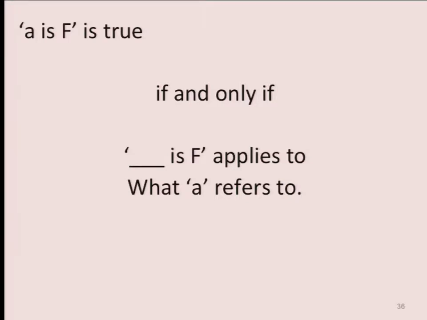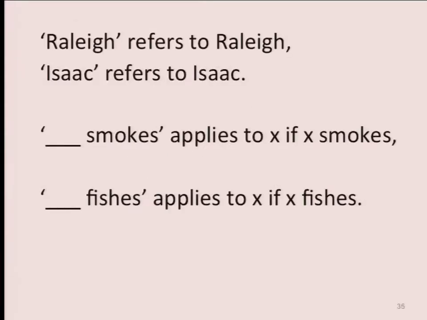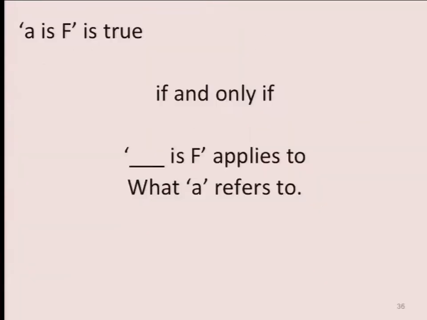So let's just do this for Raleigh smokes. So I got Raleigh smokes. That's true if and only if the predicate smokes applies to what Raleigh refers to. And we know that what Raleigh refers to is Raleigh. So smokes applies to what Raleigh refers to, that is, smokes applies to Raleigh. And what does it take for smokes to apply to Raleigh?